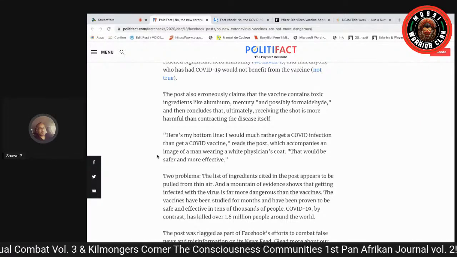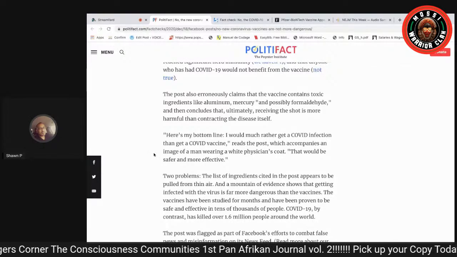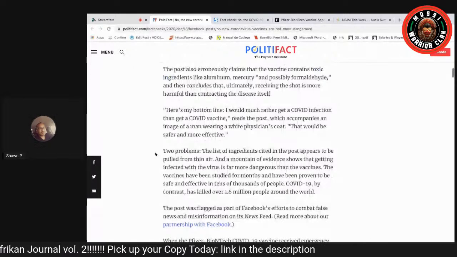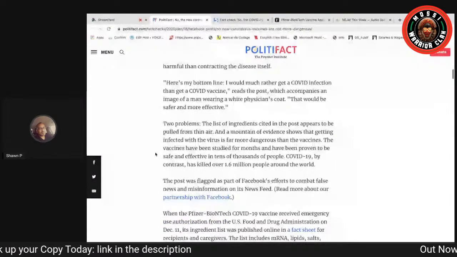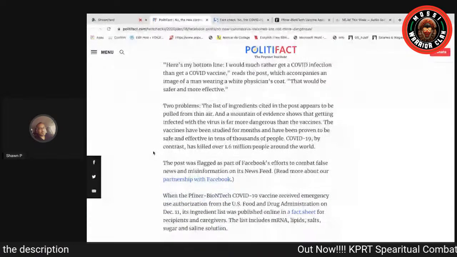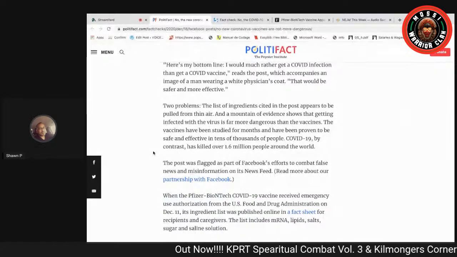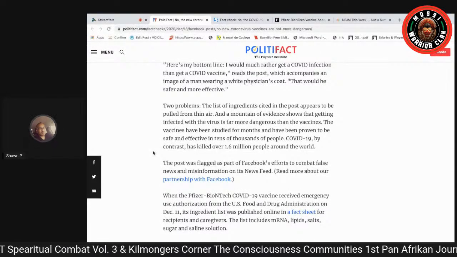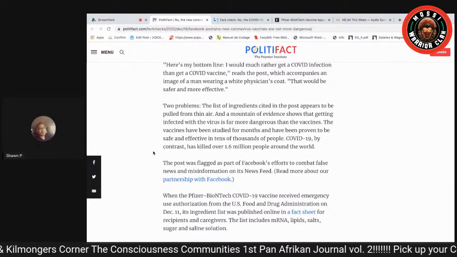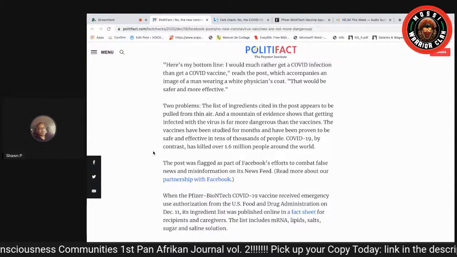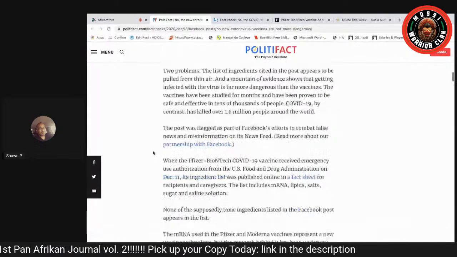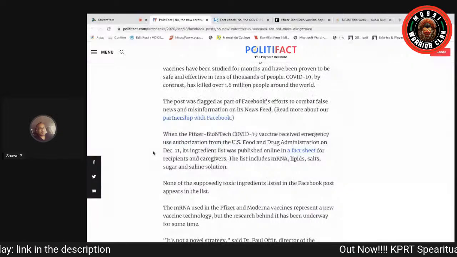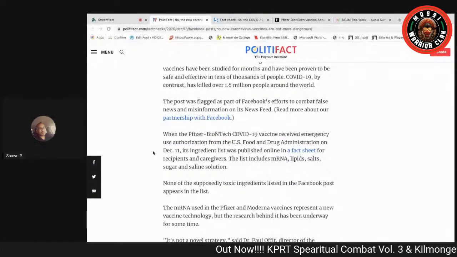All right, it says, here's my bottom line. I would rather get a COVID infection than get a COVID vaccine, reads the post, which accompanies an image of a man wearing a white physician's coat. Two problems. The list of ingredients cited in the post appears to be pulled from thin air. An abundance of evidence shows that getting infected with the virus is far more dangerous than the vaccines. The vaccines have been studied for months and have been proven to be safe and effective in tens of thousands of people. COVID-19, by contrast, has killed over 1.6 million people around the world, a number that just increased. The post was flagged as part of Facebook's effort to combat false news and misinformation on its feed. You can read more about that with the partnership with Facebook.